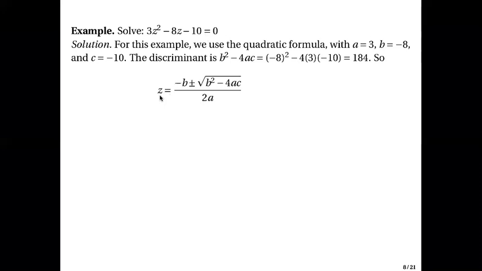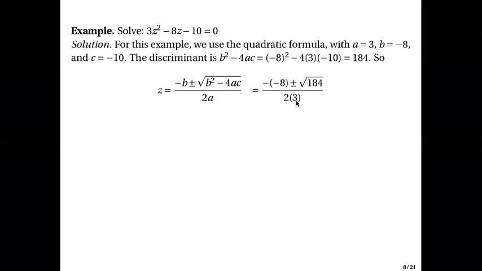So z, this is the quadratic formula. Z equals negative b plus or minus square root of b squared minus 4ac all over 2a. Your b squared minus 4ac has been calculated already. It's 184 in here. So all we need to do is to substitute. Negative b, b is minus 8. So negative of negative 8 plus or minus square root of 184 all over 2 times a. A, it's 3 again here. So just plug in.